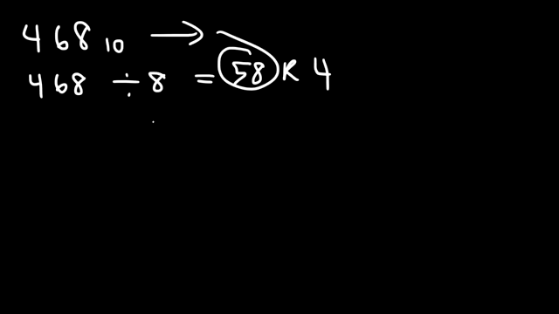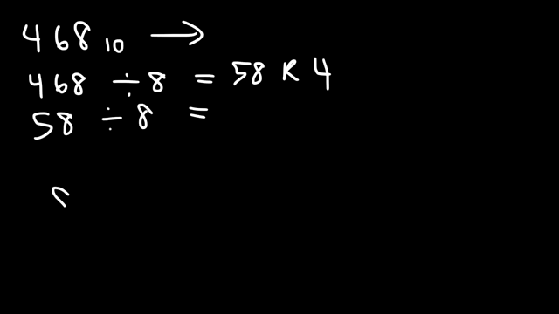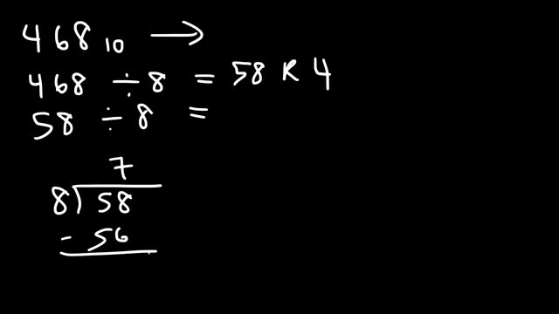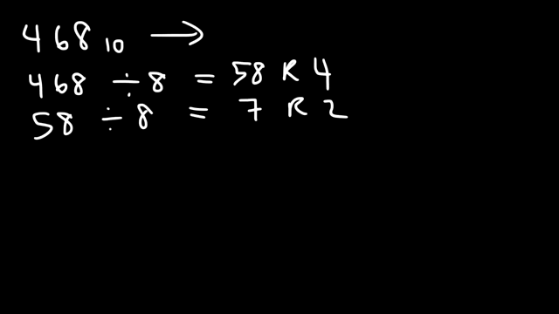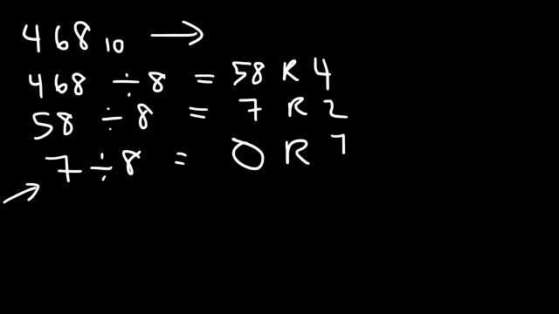Now let's take 58 and divide it by 8. So let's use long division. Now 8 goes into 58 7 times. 8 times 7 is 56, and 58 minus 56 is 2. And 2 doesn't go into 8. So this will give us 7, remainder 2. Now the last thing we need to do is take this number and divide it by 8. So 8 doesn't go into 7. It goes into 7 0 times with a remainder of what we see here, 7.